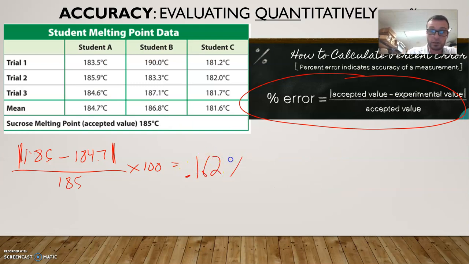0.162%. Is that really close to zero? Yes. What does that mean? That means our data is quantitatively very accurate. Why? Because the lower the percent error, the closer you are to the real answer. So take a moment, pause the video, and calculate the percent error for these, and then check back.